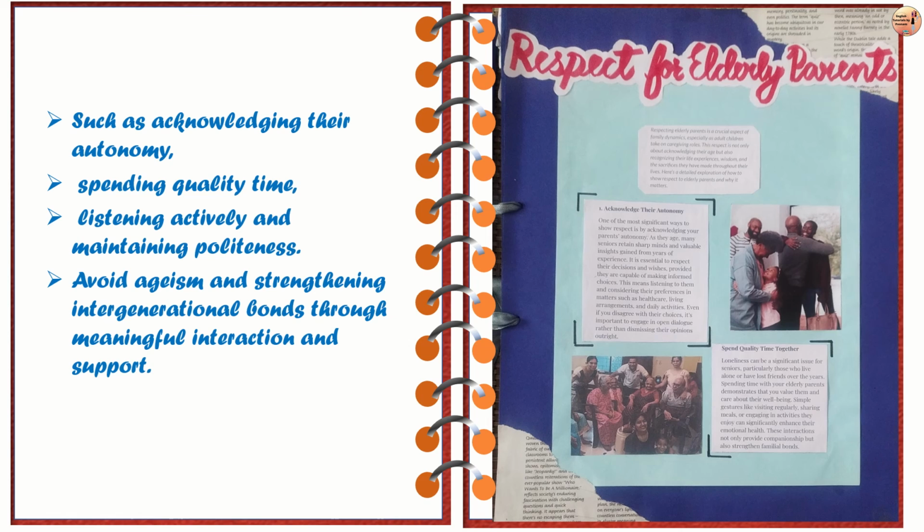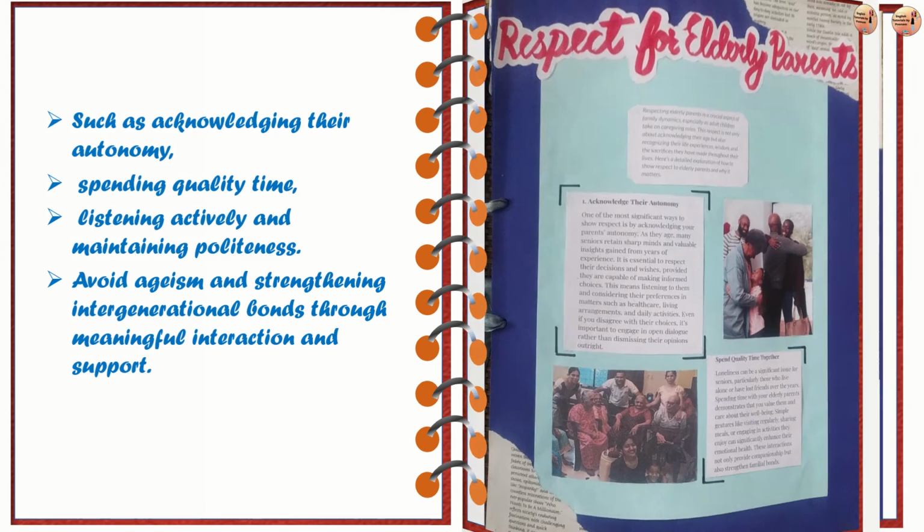Now, in the next few sheets, you can focus on the importance of respecting and caring for elderly parents, and highlight ways to show respect, such as acknowledging their autonomy, spending quality time, listening actively, and maintaining politeness. You can also elaborate on understanding their health needs, avoiding ageism, and strengthening intergenerational bonds through meaningful interaction and support. Likewise, you can attach 2-3 sheets in your project.